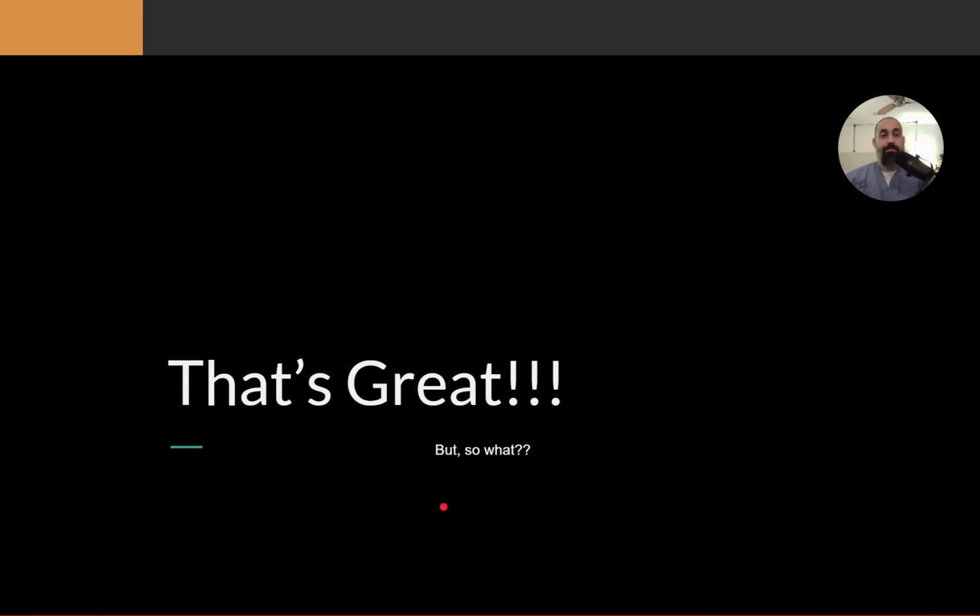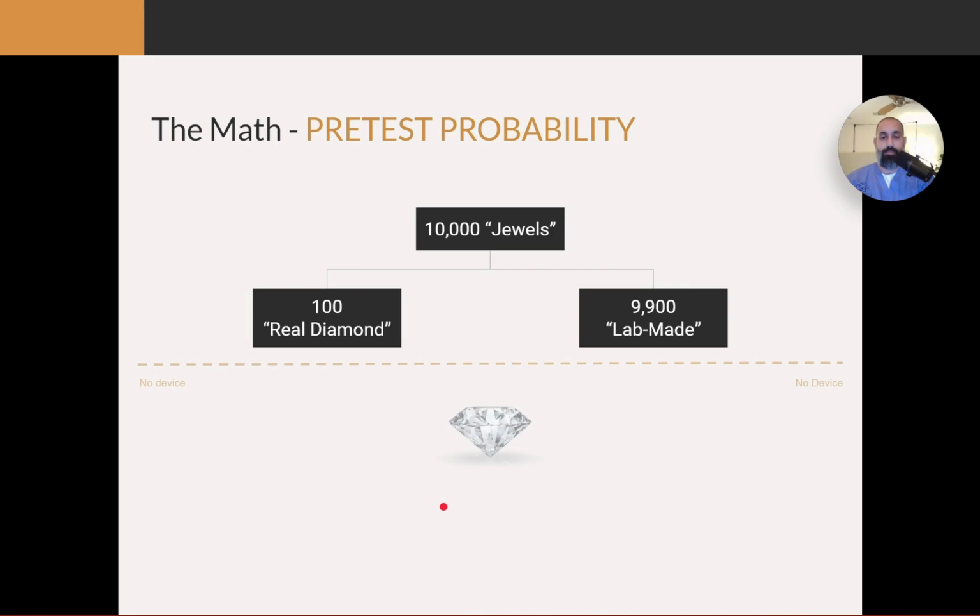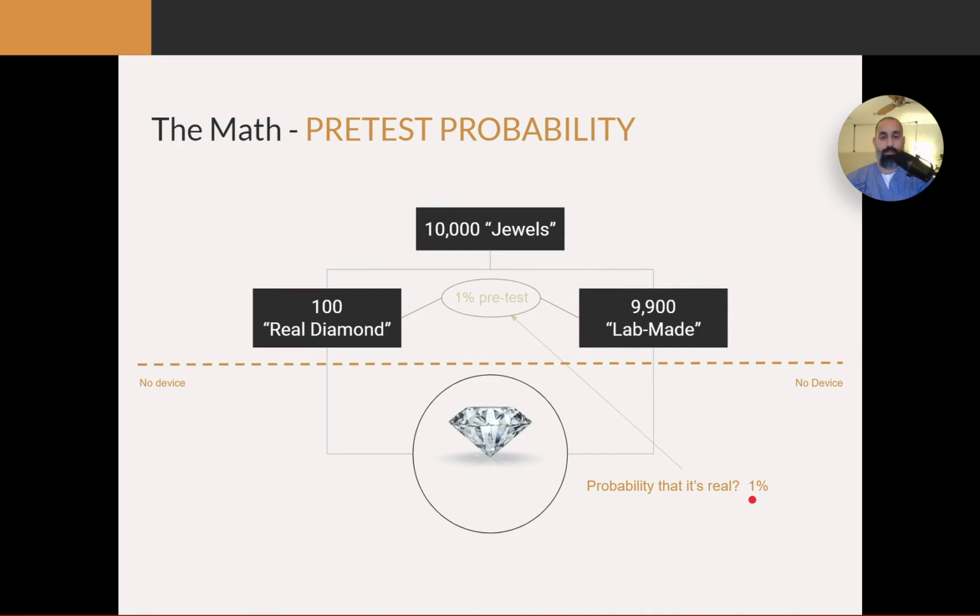So that's great. But so what? Let's back up a little bit and do a little more math. Just what everyone wants to hear, right? But we're going to do it. We're going to go through it. So, as I said before, let us suppose we start with this bag of 10,000 jewels, 100 are real, 9,900 fake. We pick one at random. Now, what is the probability that that one is real? Well, it's 1%. That was the pretest.